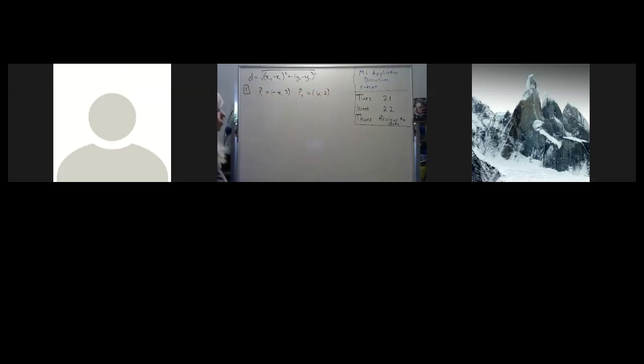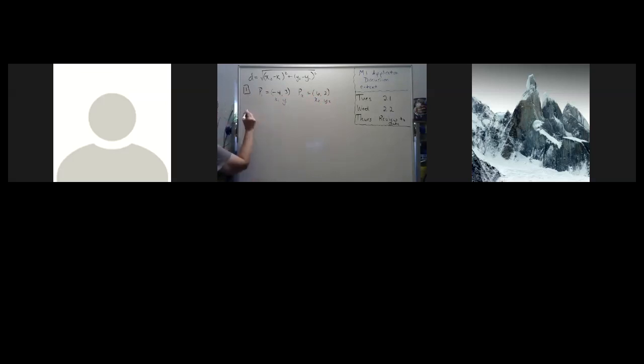Now if you haven't worked with this kind of stuff in a while, which may be a while for some of you, what I'm going to do is actually physically label these points. Since this is P1, this is X1, this is Y1. This is our second point, so that's X2 and that's Y2.